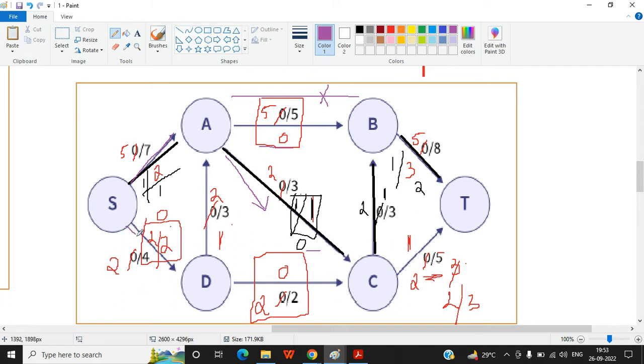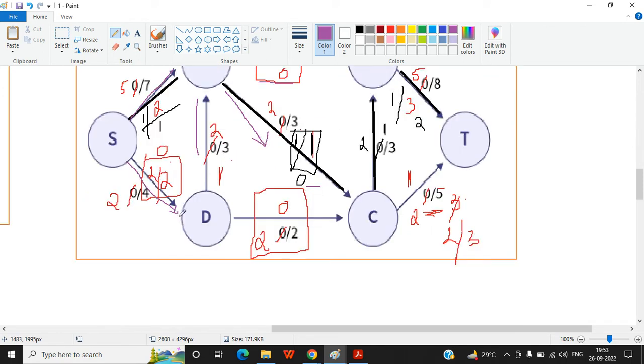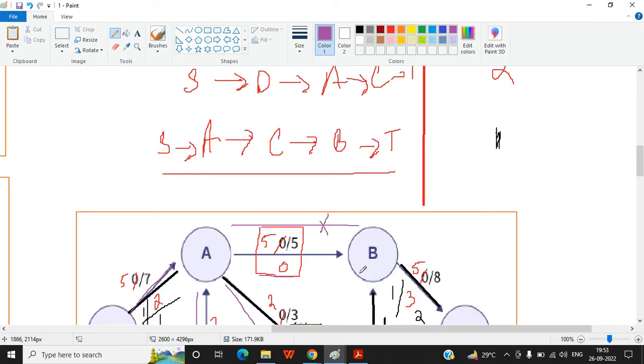Now the same thing happens with this path. If you come to D, then from D you can move to A, but after reaching A there is no more movement; you cannot go anywhere. And from D you cannot move towards C. So we have arrived at a solution. There is no more augmenting path left in this residual graph. Hence, we have come to the solution.